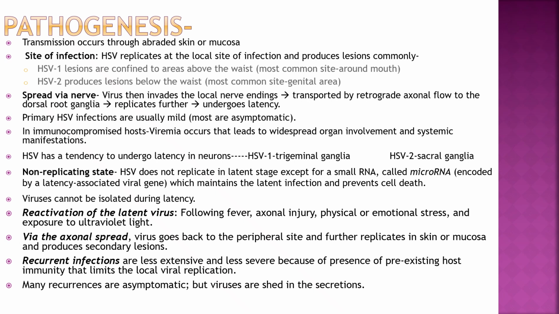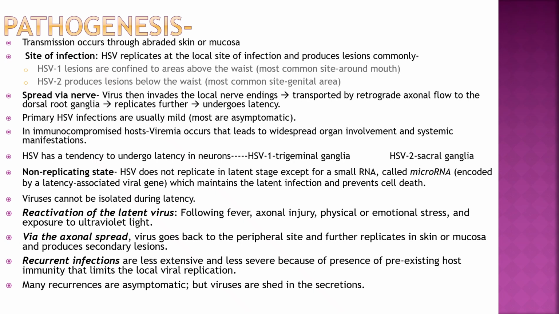Pathogenesis. Transmission occurs through abraded skin or the mucosa. Site of infection: HSV replicates at the local site of infection and produces less commonly. HSV1 lesions are confined to areas above the waist, common site around the mouth. HSV2 produces lesions below the waist, most common site the genital area. Spread via nerve: the virus then invades the local nerve ending, is transported by retrograde axonal flow to the dorsal root ganglia, replicates further, and undergoes latency. Primary HSV infections are usually mild, mostly asymptomatic.